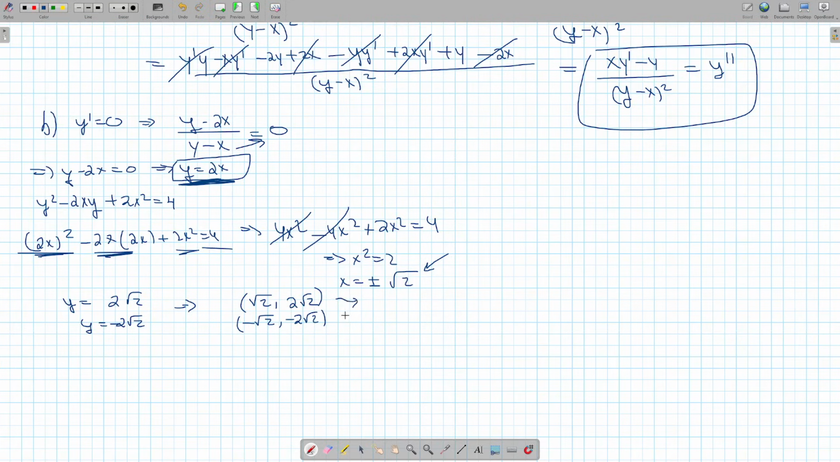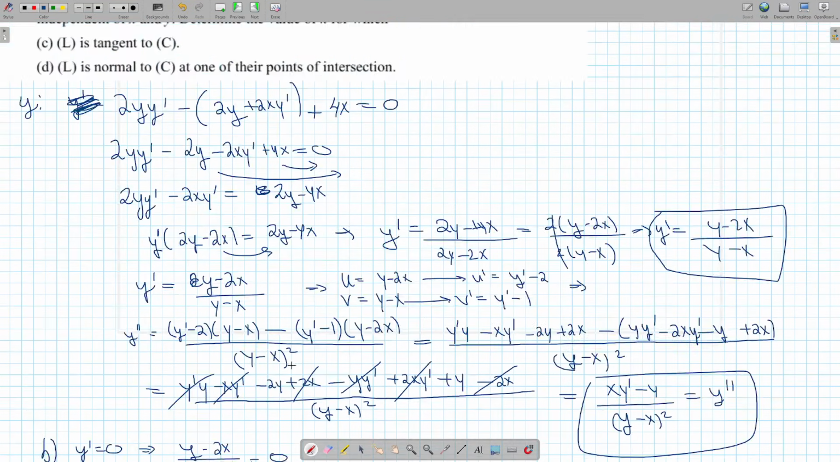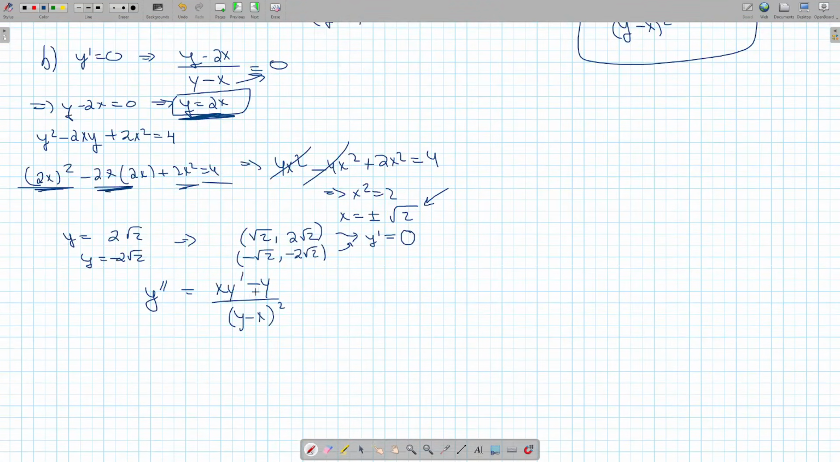At both these points, y prime is equal to what? 0, because these are turning points. Why is y prime equal to 0? Again, because these are turning points, and we set y prime to be 0 to find them. So let's go back to our expression for y double prime. y double prime is equal to (x y prime minus y) over (y minus x) all squared. We found this to be our expression for y double prime.